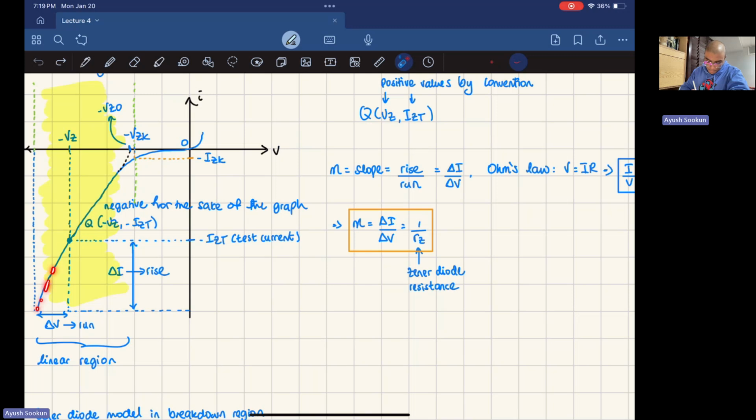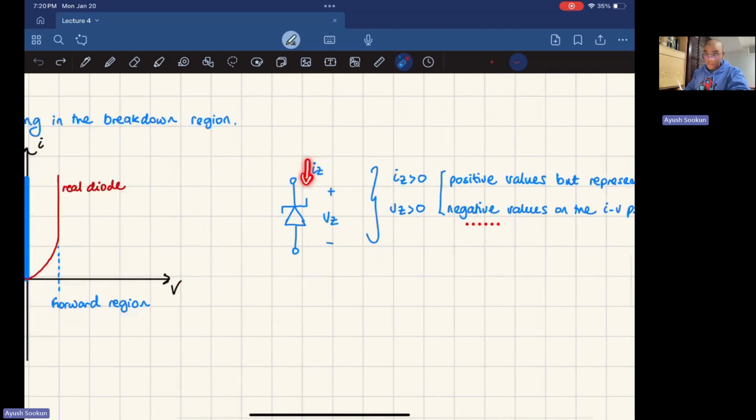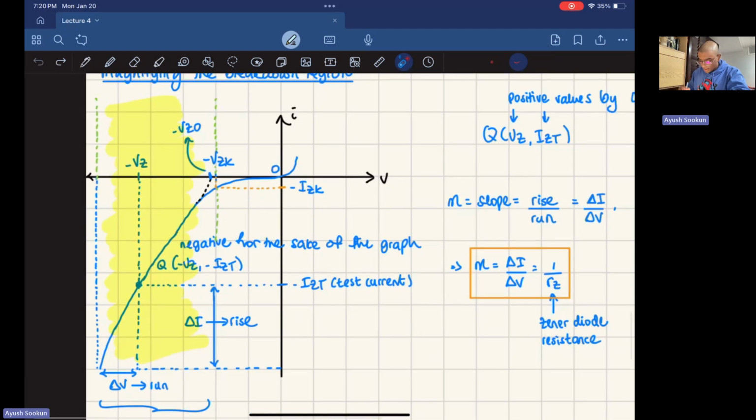Now, if I take this straight line and extrapolate it, I would reach some point right here. That point I call minus VZO. This would be your minus VZO, and this point is your minus VZK. And over here, as I've said, IZ is the current that flows through the Zener diode. I want to pass a test current in that Zener diode just to see its linear relationship. So I will pass a current IZT, a test current IZ, through that Zener diode, and the value of that current IZT is a negative value.